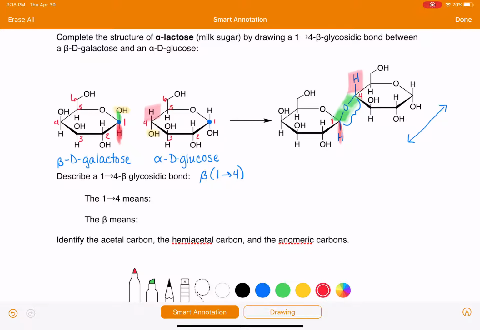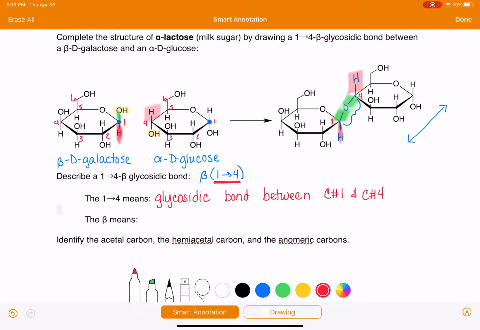And just in case you're curious, when we put these numbers together in the description of the glycosidic bond, we always just go from small number to big number. It's not necessarily from left to right in terms of the structure, it's just little to big. So that's what the 1,4 means. We are forming a glycosidic bond between carbon number 1 and carbon number 4.